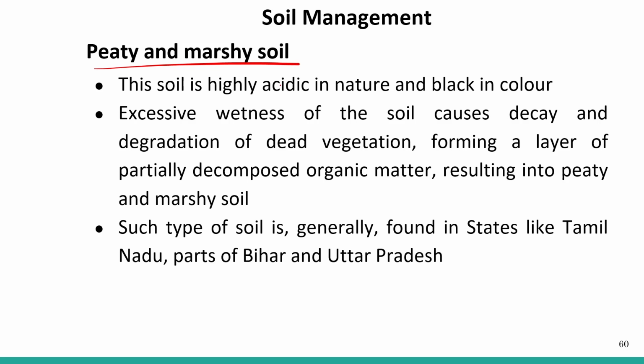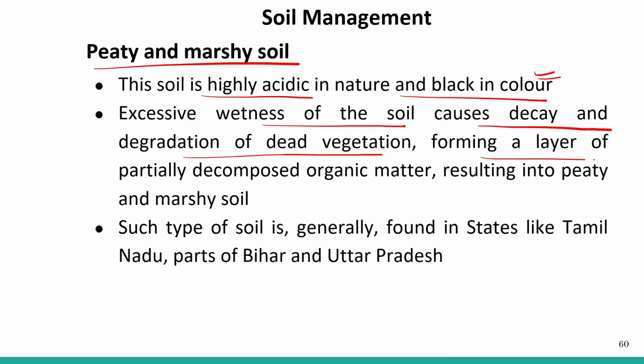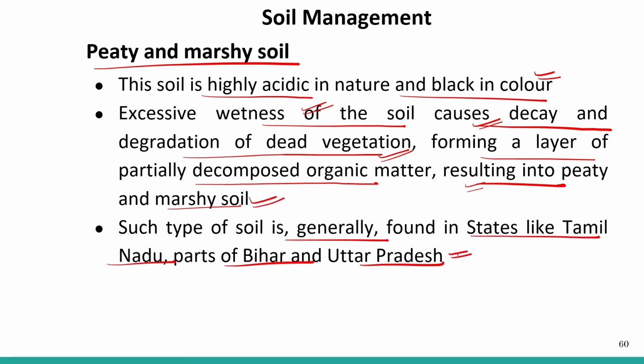Peaty and marshy soil. This soil is highly acidic in nature and black in color. Excessive wetness of the soil causes decay and degradation of the dead vegetation, forming a layer of partially decomposed organic matter, resulting in peaty and marshy soil. Such type of soil is generally found in states like Tamil Nadu, parts of Bihar, and also in Uttar Pradesh.